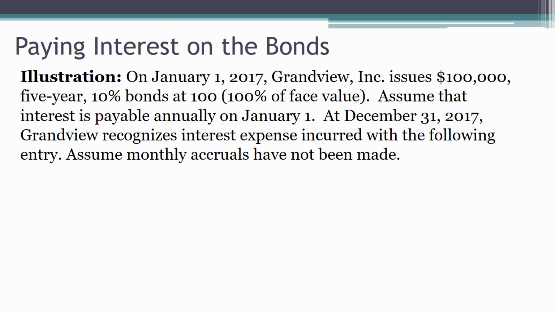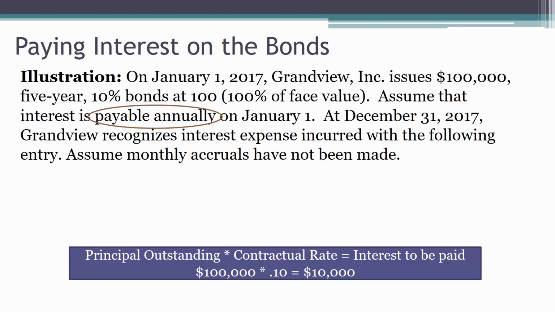So let's look at paying the interest. Okay, we're back to our same bond, and just to make it easy, we issued at 100. Okay, but it doesn't really matter what you issue it at. Your interest payments are always based on the contractual rate. And so to record our interest here, we can see that it's paid annually, which means just once a year. And so we're going to take our principal times our contractual rate of 10%, and the $10,000 is our interest to be paid. Again, it doesn't matter if the bond was issued at a premium or a discount or at face value. The interest is always based off of the principal times the contractual rate.